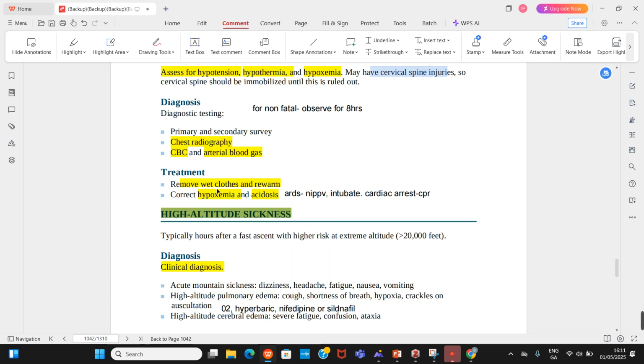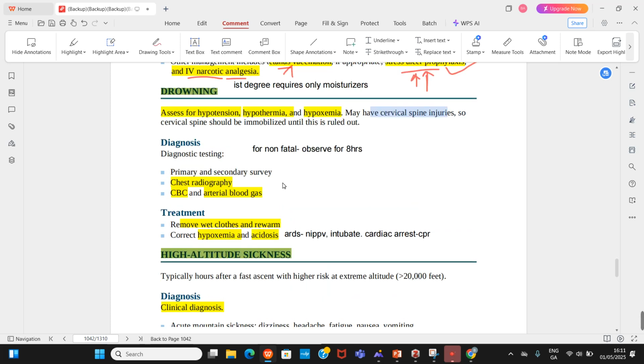Then how do we treat them? Just remove the wet clothes and rewarm them. Depending on the temperature, if it's between 35 and 32, you want passive external rewarming. Cover them with a blanket, remove the wet clothes. If it's between 32 and 28, that's going to be active external rewarming: deliver warm air to the body and cover them with warm blankets.